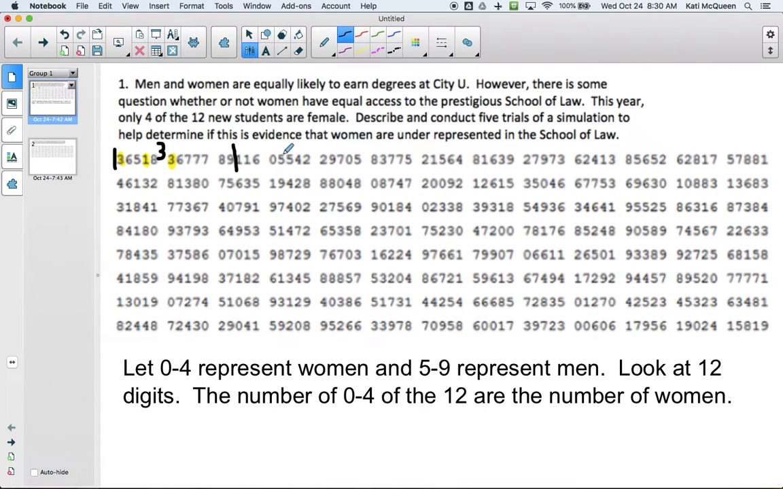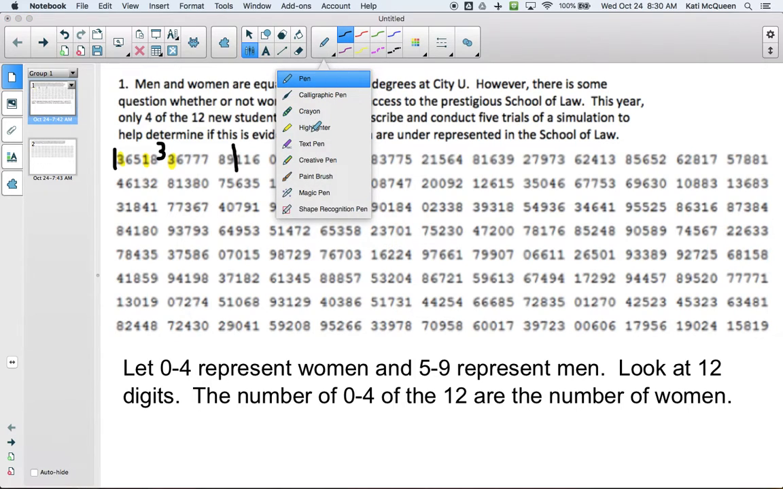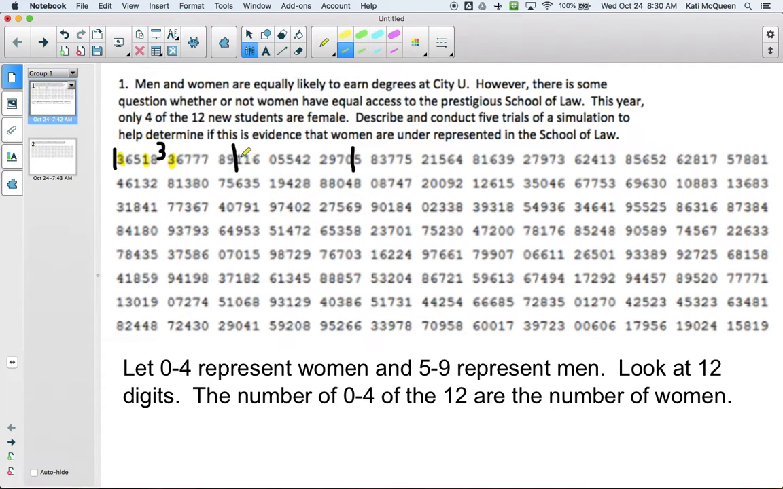All right, my next trial, I want to count off 12 more. So that would be here. And I want to then do the same thing, so count how many women we have. Anything that's a 0 through 4 would represent women. I'm just going to highlight here. So of those 12 that were selected, there were 7 women. Okay, so now we have done 2 trials.